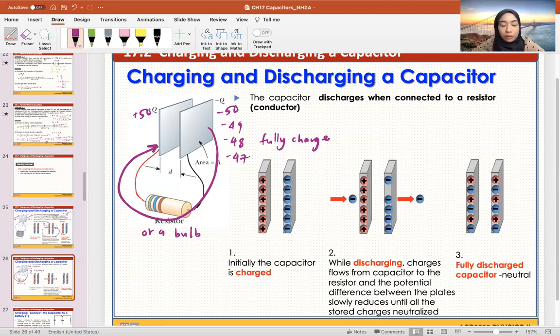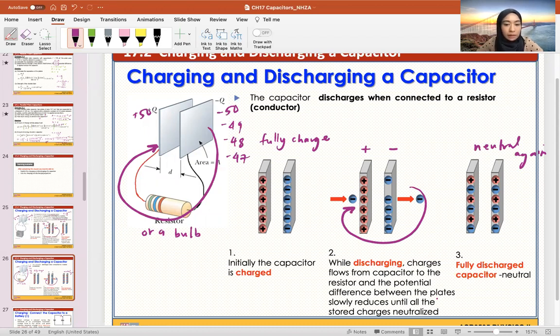Okay, so we started off with fully charged. I disconnect the battery. I don't want to charge it anymore. I connect it to a resistor. Now what happens is that the plate with the net negative charge starts giving back the negative charge to the net positive plate. And this process happens until they achieve the same amount of positive and negative in their plates, making them neutral again. So we are back to square one. A fully discharged capacitor is neutral. So this is called discharging.